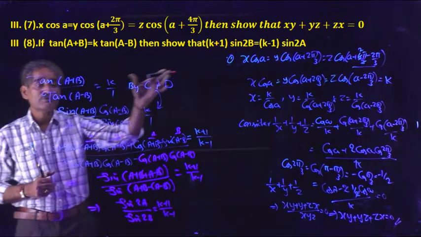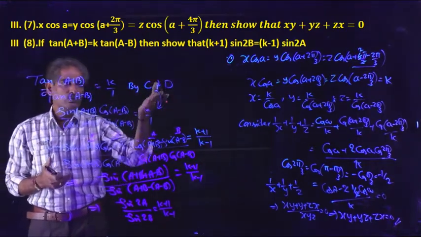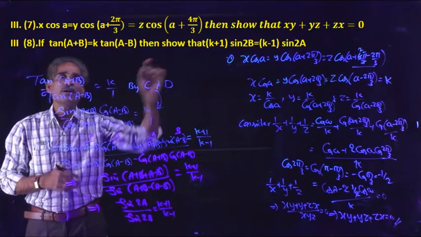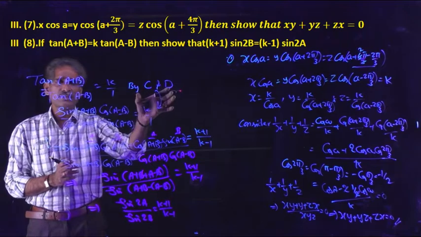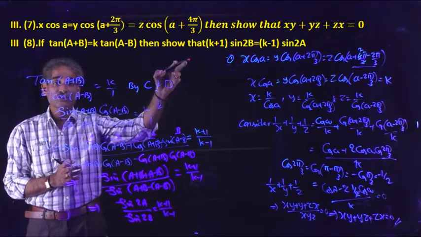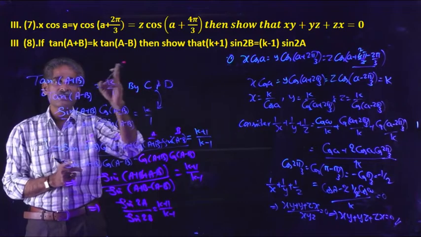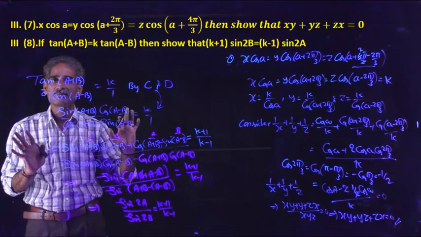Just by observing the required and given structures, you have to come to the conclusion. Yes, here you have to apply componendo and dividendo. You can understand it anyway. So the structure is important: k plus 1, k minus 1, but here k is there, k by 1 to (k+1)/(k-1), like that.